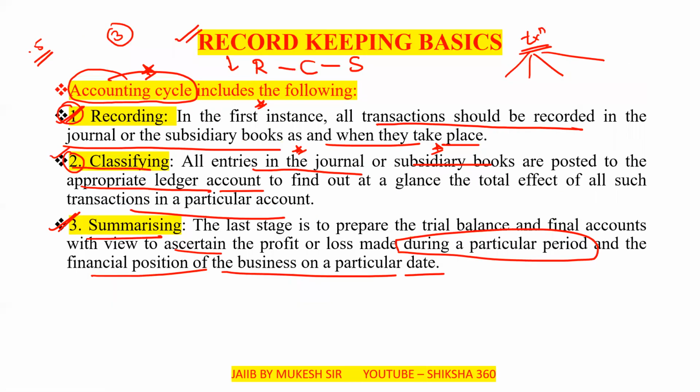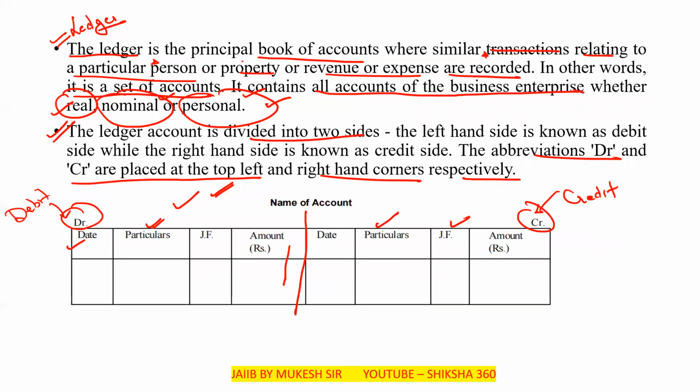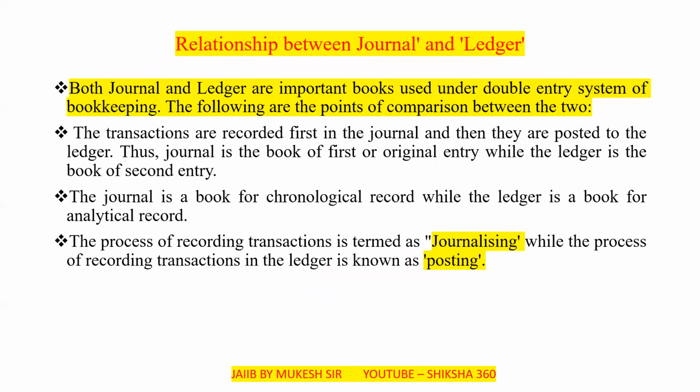So record keeping. What is included under the accounting cycle? These three parts are included: recording, classifying, and summarizing. Now what is the relationship between the journal and the ledger? In this slide and the next slide, you will find 0.5 mark questions.